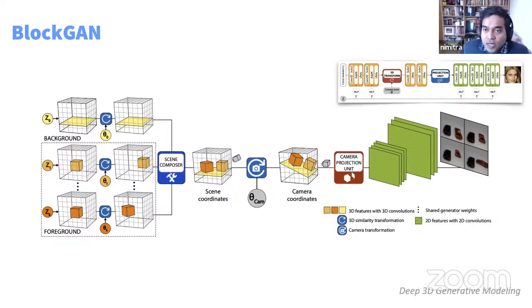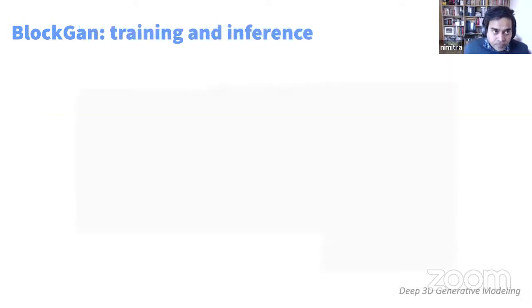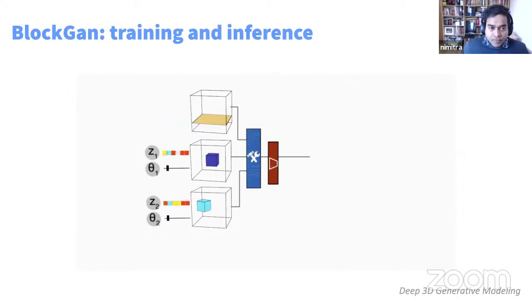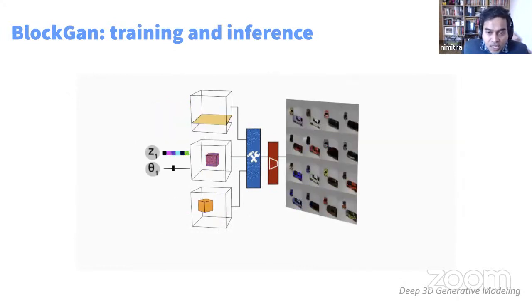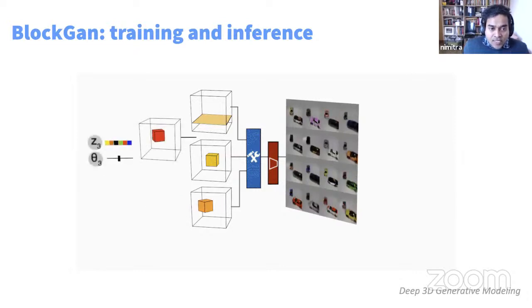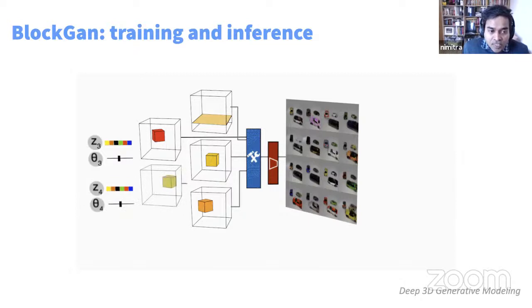As comparison, HoloGAN had one monolithic block for the whole scene. Okay, so here's a nice illustration of how the training works. Z0 is the background. So here we're changing, at inference time, the foreground, changing the background, moving one of the foreground objects. It allows generalization. We can add new objects, and we can of course rotate them and others.